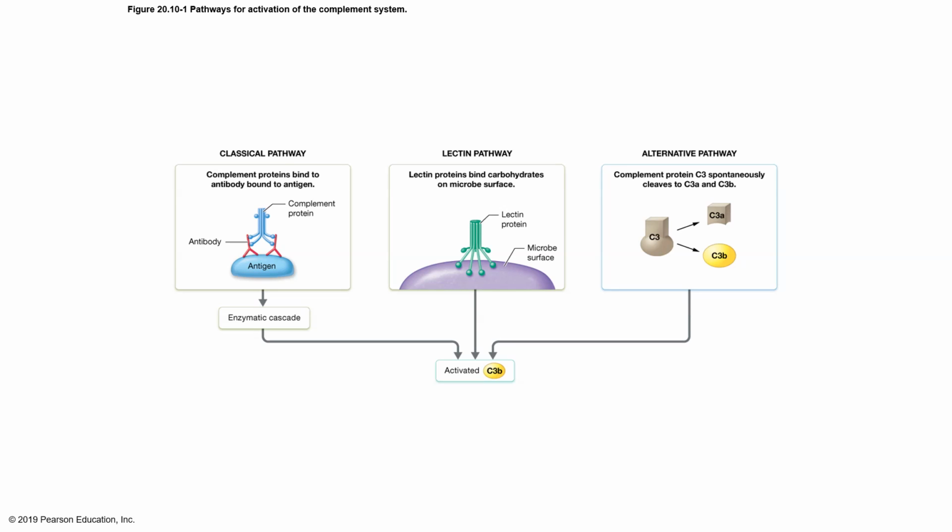So those are your three pathways that can lead to the activation of the complement protein C3b: the classical pathway, the lectin pathway, and the alternative pathway. This is a close-up showing you the antibodies and the antigens with the complement proteins activating the enzyme cascade, along with the alternative pathway, which involves C3 being activated to C3a and C3b, and then the lectin pathway. All three can activate C3b.